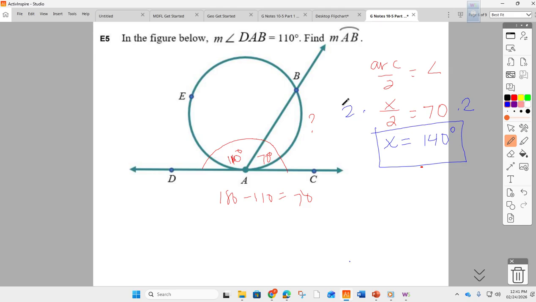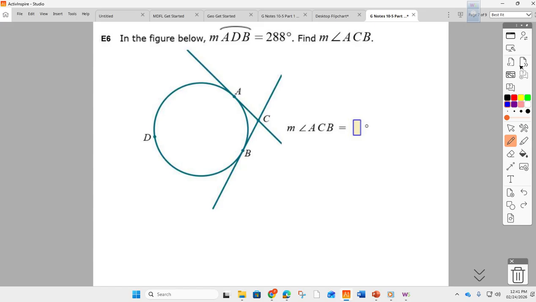Okay. We're down to our last one. Are we? No. Next to last one? Okay. In the figure below, let's go ahead and mark our diagram. Everybody mark their diagram.